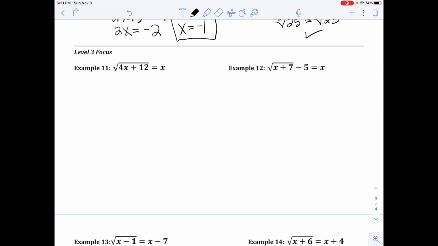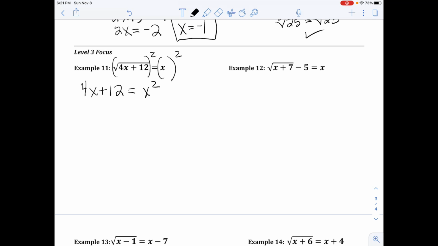Moving on to the focus, level 3 focus. These are going to take a little bit longer, but again, we're going to do the same steps. So we isolate the radical. The radical is isolated. It's a square root, so we're going to square both sides. On the left, we're going to get 4x plus 12 because the square undoes the square root. But on the right, we're going to get x squared.